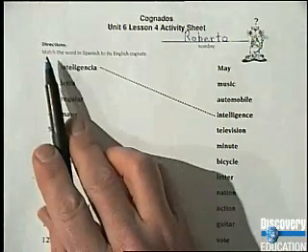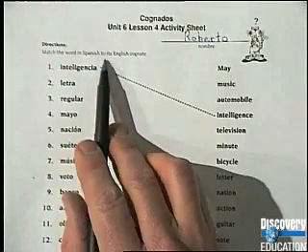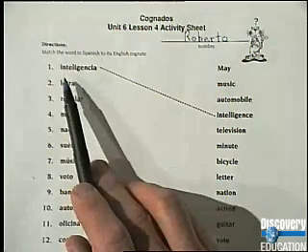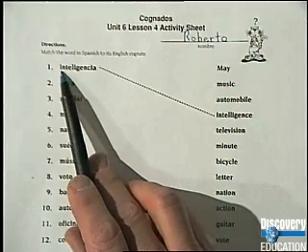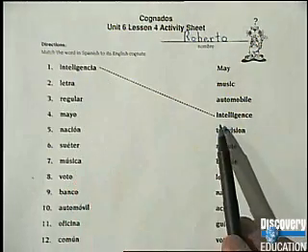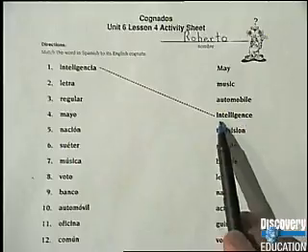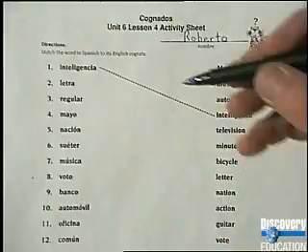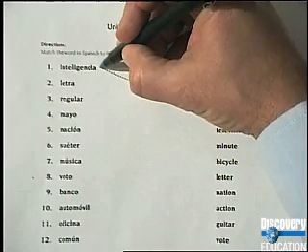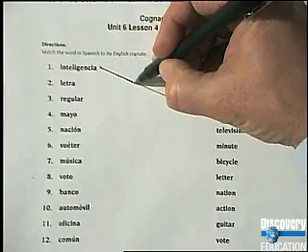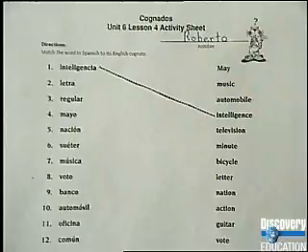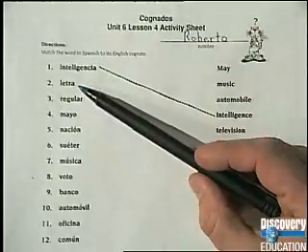And then the directions say, match the word in Spanish to its English cognate. Okay, now the first one has been done for you. This word here in Spanish, inteligencia, is the same as this word in English, intelligence. And if you look at them, you can see that they look a lot alike. So all I want you to do is draw a line from the Spanish word to its English equivalent. Okay, let's look through these words now.